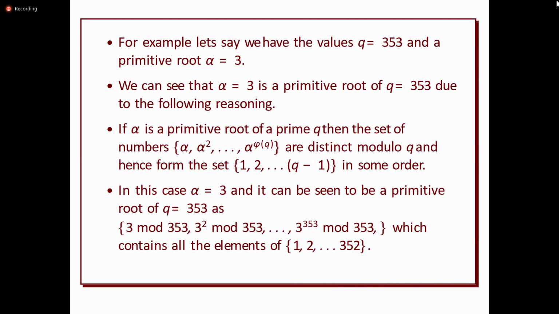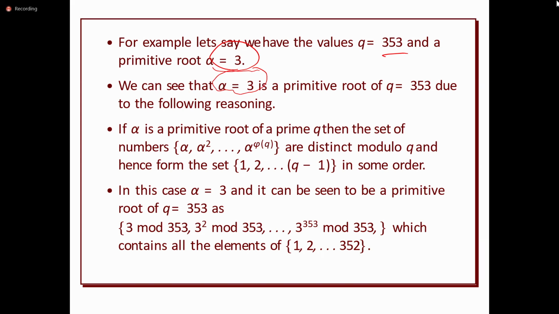So here is another example. If Q is 353, first of all, is 353 a prime number or not? Okay, so if 353 is a prime number, in order to check whether it is prime or not, we need to apply some primality test algorithms. And for the primitive roots of 353, there may be a number of primitive roots, so one among them is 3. Then we choose 3 from the set of primitive roots of 353.